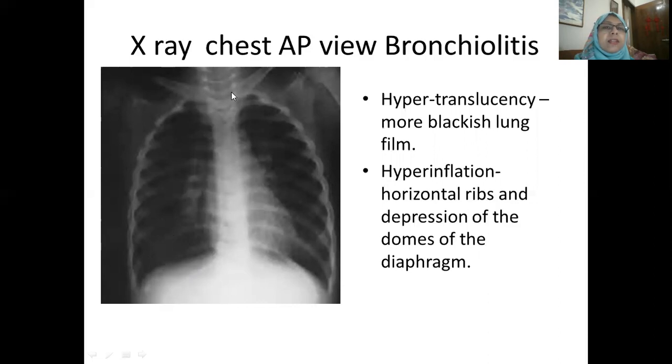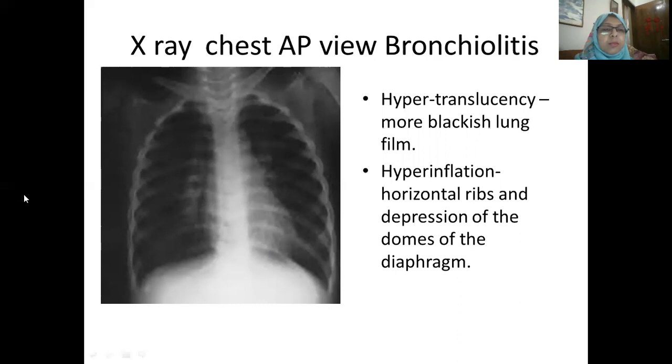Here the level is 1, 2, 3, 4, 5, 6, 7, 8, 9, 10, almost below the 11th rib. At the level of the 11th rib you can see the lung field is extended up to the 11th rib. So there is depression of the domes of the diaphragm.